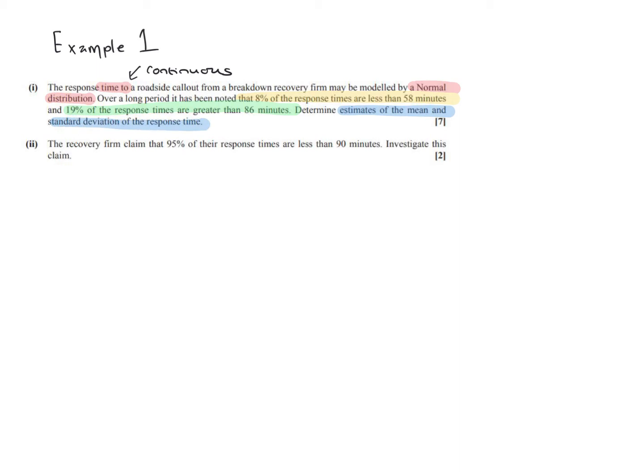Now, a key thing to remember is this idea of percentage, probability, and proportion essentially being the same thing, or different ways of expressing the same concept, which is essentially proportion. So 8% of the response times are less than 58 minutes and 19% of the response times are greater than 86 minutes. We're going to convert these statements into probabilities, but before we do that, we need to define what the variable is so that we're clear when we start talking about x or x bar that we actually understand what that is. So I'm going to say that x is the response time in minutes.